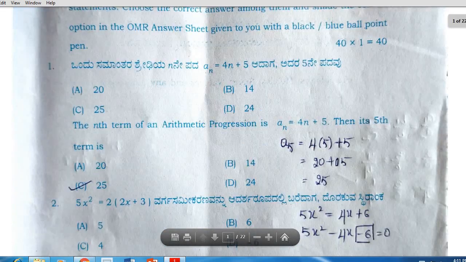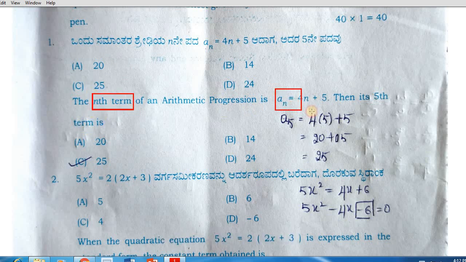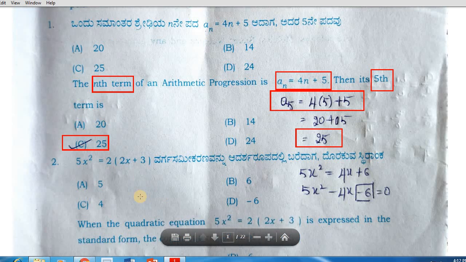The very first question is, the nth term of an arithmetic progression is a_n equals 4n plus 5. Then its fifth term is? See, in this problem the nth term is given and it is asking to find the fifth term. Therefore, in the place of n, you substitute 5. See, I have done it here. Simplify: 4 fives are 20, and 5 write as it is. 20 added to 5, you will get 25. Hence, for this question, the right answer is option C, 25.